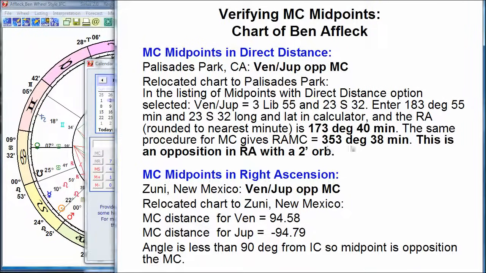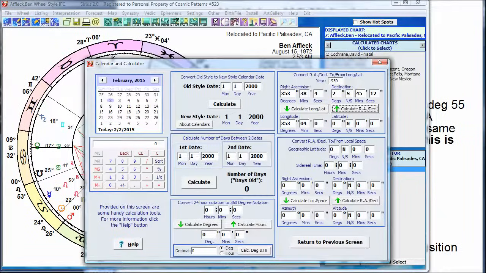You get 173.38, meaning the right ascension of the midheaven is opposite the right ascension of the direct distance midpoint with only a 2-minute orb, almost exact, and therefore the line in Pacific Palisades. I started calling it Palisades Park. It's Pacific Palisades. This is wrong. Pacific Palisades is the name of the town.